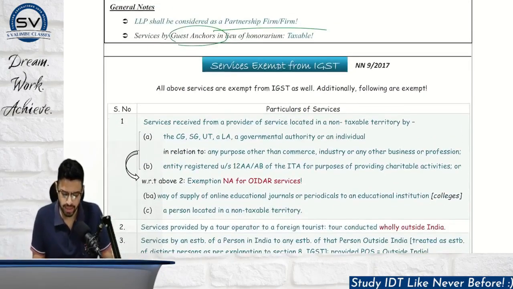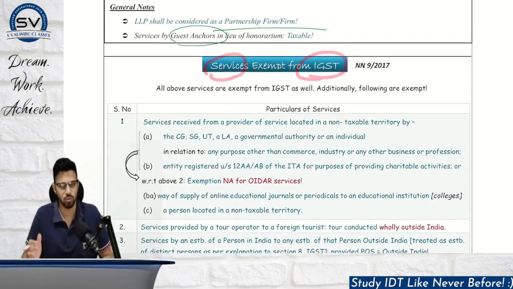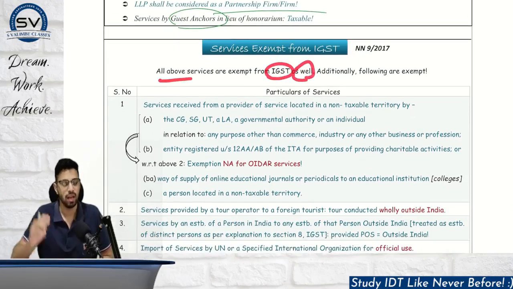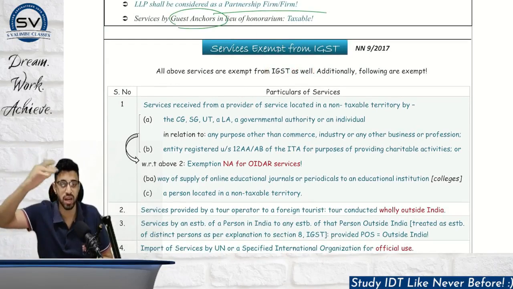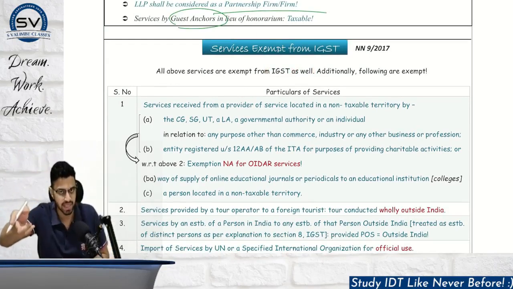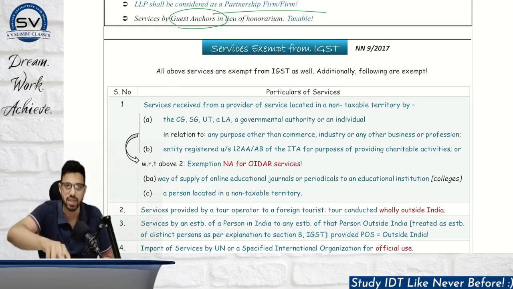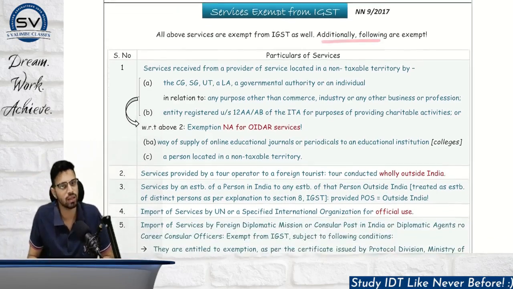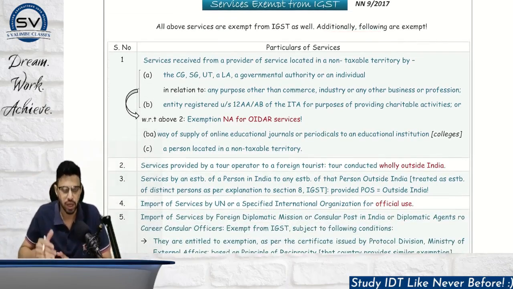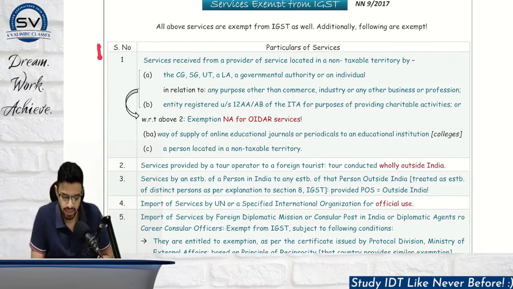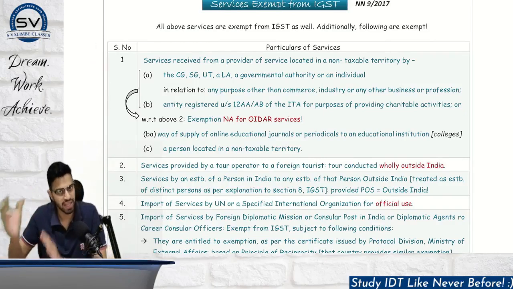Okay, now next, services exempt from IGST. The chapter is almost finished. Last part we are completing. Services exempt from IGST. So all the above services are exempt from IGST as well. Basically, all the above services that we studied, if they are in the nature of intra-state supply, it would be CGST, SGST. If it is in the nature of interstate supply, it would be IGST. So that will also be exempt. Additionally, following are certain services which are in the nature of basically only and only interstate supply. So we are covering these additional services with respect to IGST exemption.